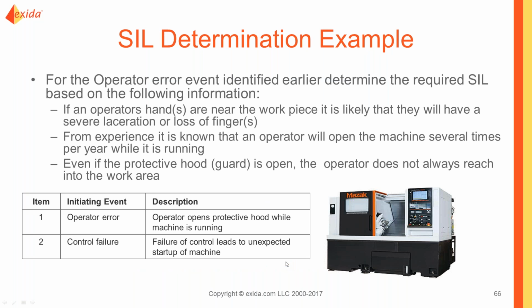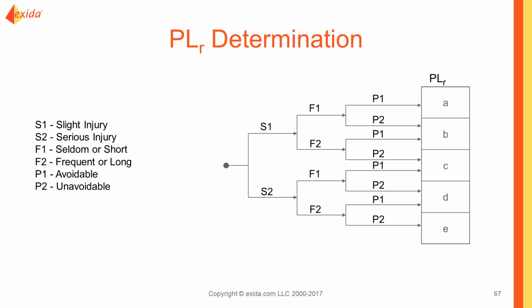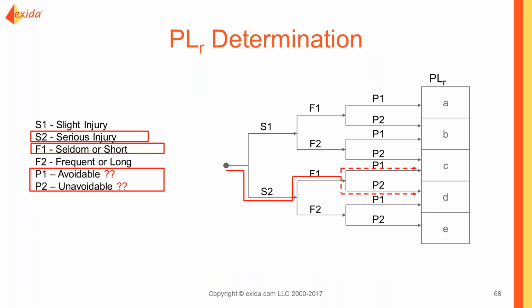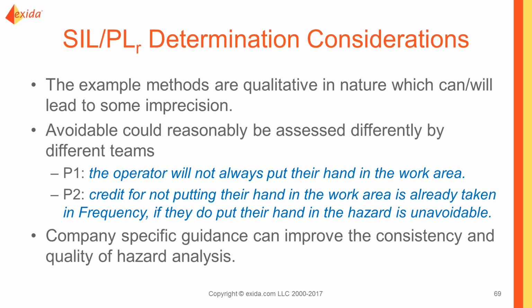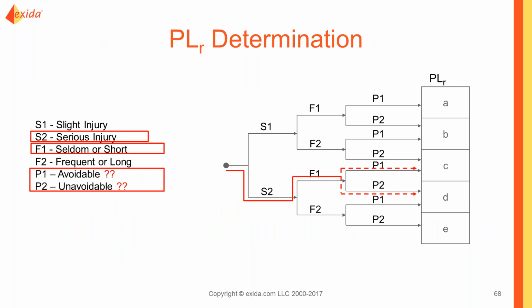So again, looking at the same example, it's a serious injury because it could lead to an amputation. The exposure is seldom or short. It's less than 1/20th at a time. It's not once per 15 minutes. And then the one area that might be a point of discussion for the team would be, is it avoidable or is it unavoidable?